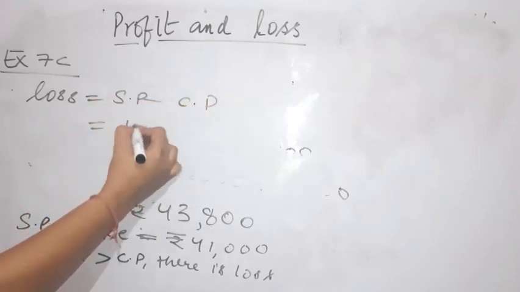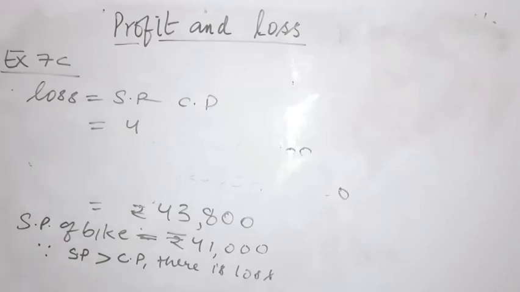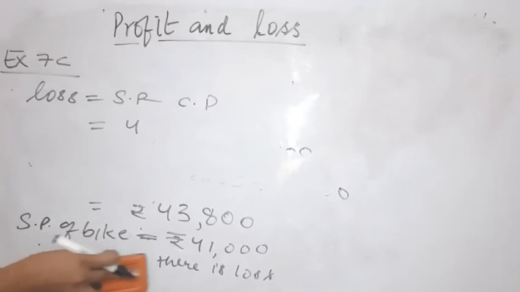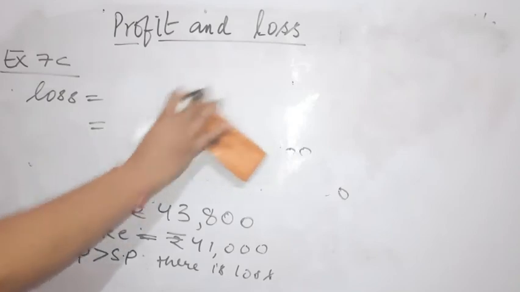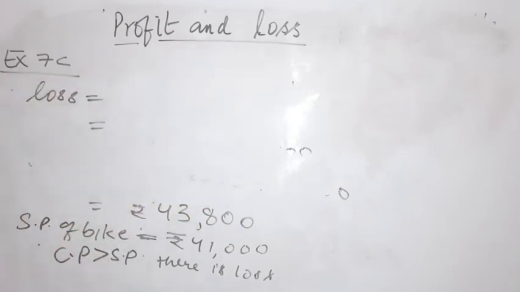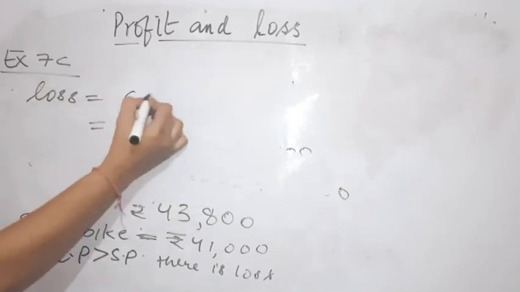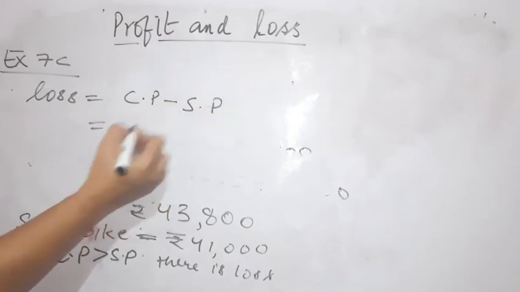SP is not greater than cost price. I have done some mistakes. Sorry for the mistake, students. The CP is greater than the SP. That is why there is a loss. Okay. CP is greater than SP. That is why there is a loss. When SP is greater than CP, then there is profit. Sorry for the mistake, students. So here the cost price is greater than the selling price. To find out loss, cost price minus selling price.